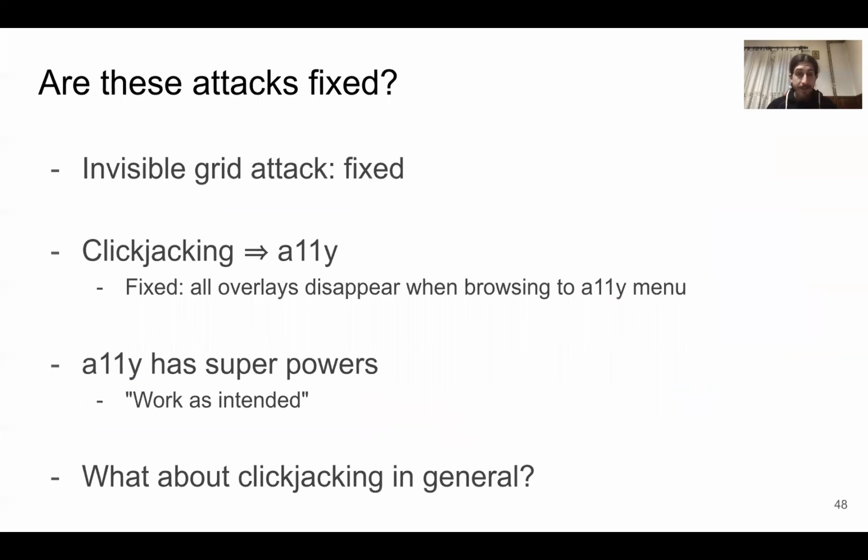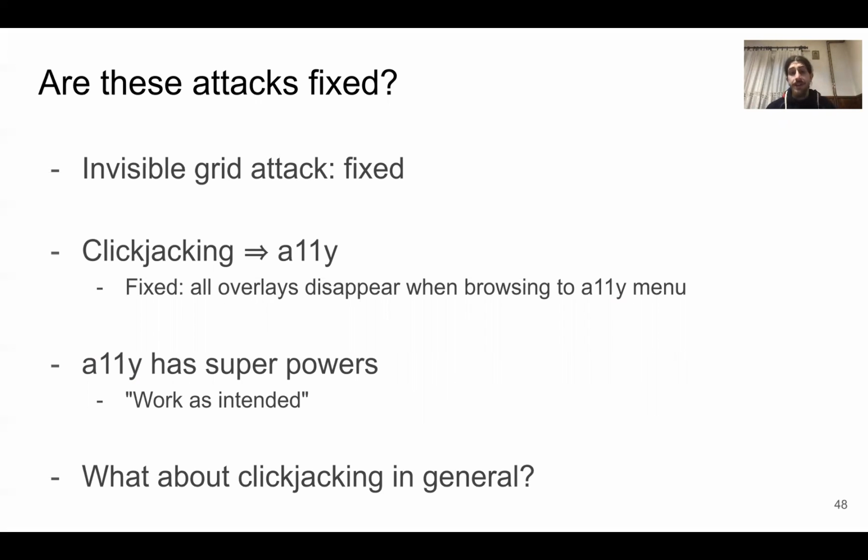It depends. This invisible grid attack, yes, it's fixed. I think the fix was that now they do not propagate this obscure flag for this outside touch event, and so this prevents us from using this obscure flag as a side channel. What about this clickjacking to accessibility service? This is also fixed. In the new version of Android, whenever you go to a settings app or to an important part of the settings app, all overlays are disabled. So even if you draw something, if you go to the accessibility service menu, then everything disappears, and the user cannot be fooled anymore.